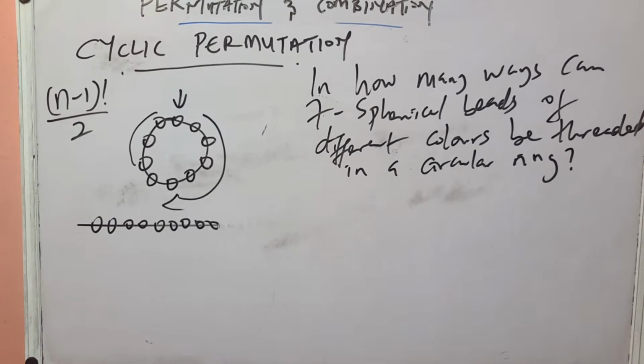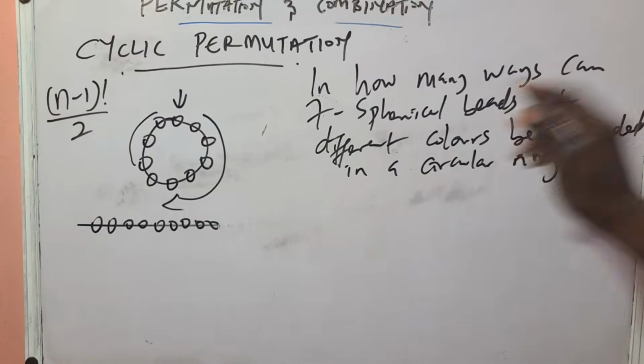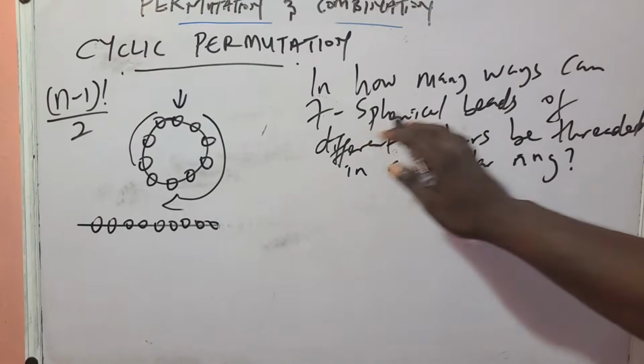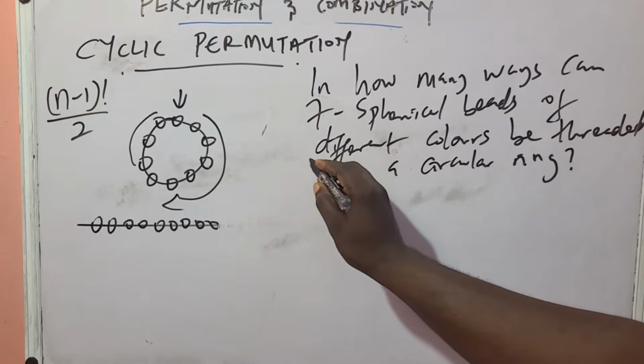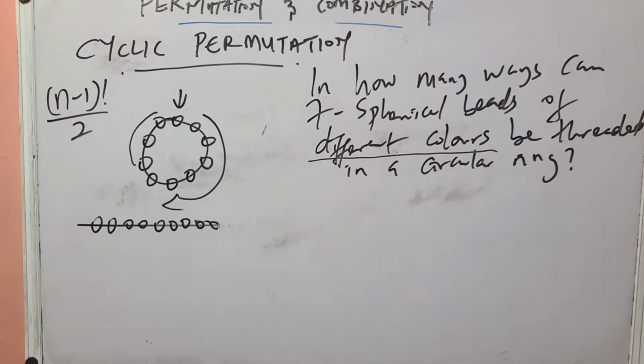Now, I want to identify something, guys. Please pay attention. Look at one thing that was written here. In how many ways can 7 spherical beads of, you see what was written here? Different colors. I want to also identify that, right? You see, let me tell you something.